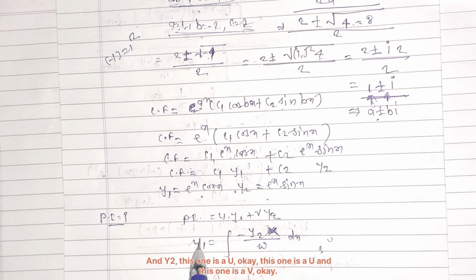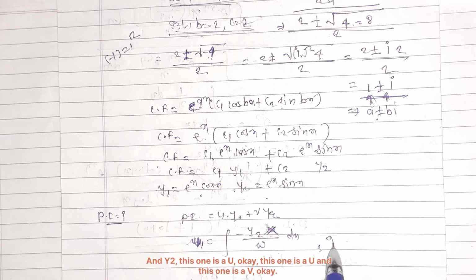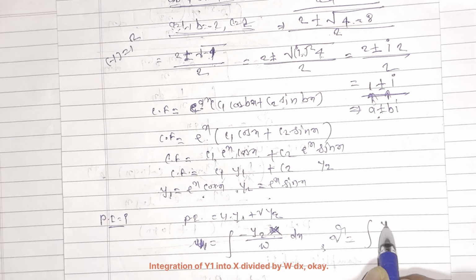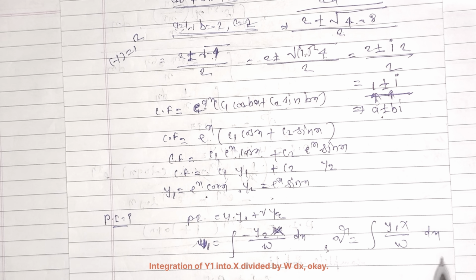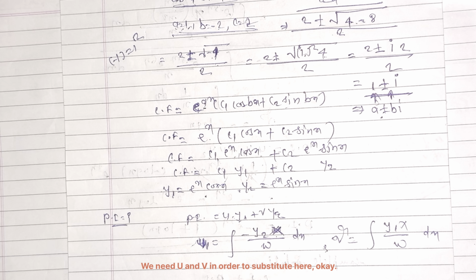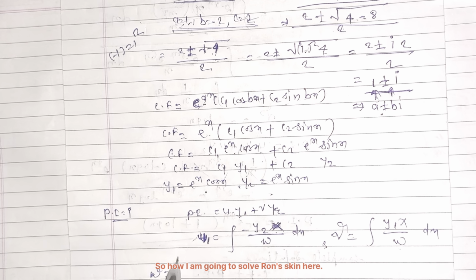This one is u and this one is v: integration of y1 into X divided by W dx. This one is our v. We need u and v in order to substitute here, so for that we need the Wronskian first. So how am I going to solve the Wronskian here?